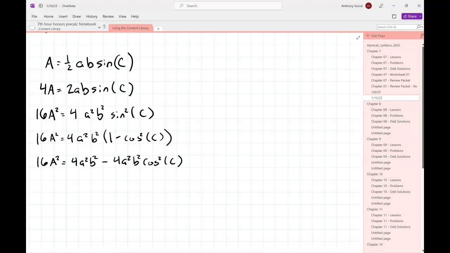And if I notice here, the first piece, that 4a squared b squared, looks like something squared. And over here, that 4a squared b squared cosine squared looks like something squared. Everybody's okay with that?